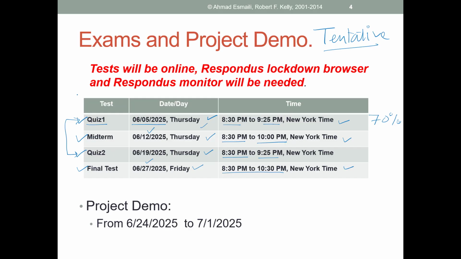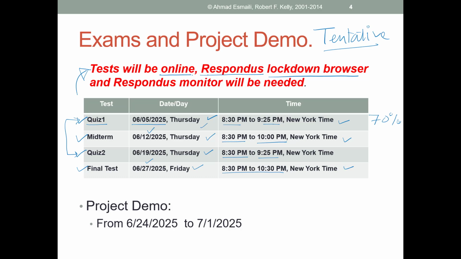Now here, let me go over this thing that I skipped, which is about the mode, like how you would appear in the exam. The exams are also going to be online, but for that online exam, you'll have to use a lockdown browser, which is the Respondus lockdown browser.